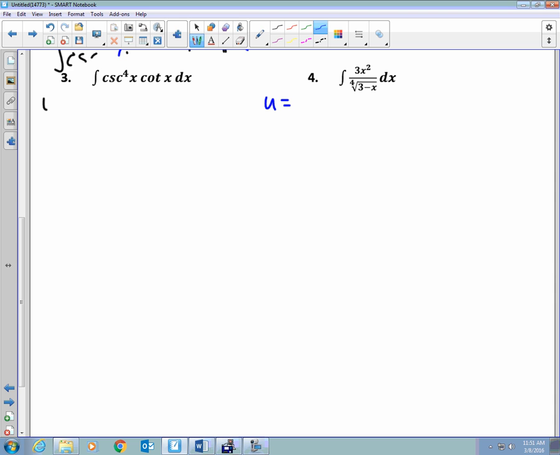Anybody, u is equal to 3 minus x. du is equal to negative 1 dx. I want a 3. So I'm going to multiply by negative 3 du is equal to 3 dx.